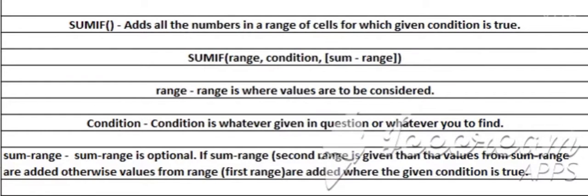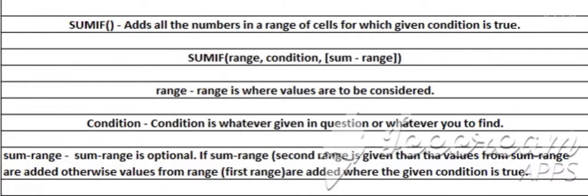SUM will provide the total of all the numbers which have been provided. SUMIF will provide the total only for those numbers for which the given condition is true. It will provide only the total for which the condition is true.